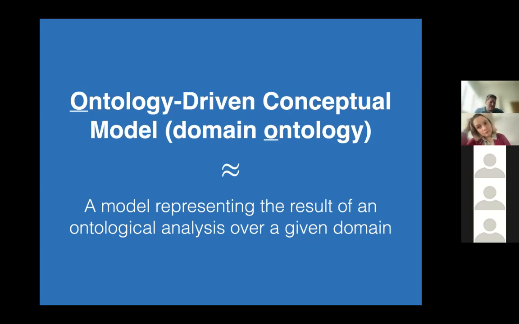You can create ontologies in first-order logic, in OWL, in UML, in ER diagrams, in natural language, if you want, right? In Haskell. Being an ontology is not defined by the language you use to create that artifact, but by the method you use to create it. It is meant to be a representation of the result of analyzing the domain using ontology-based techniques with the capital O, right? It's the representation of the result of an ontological analysis.